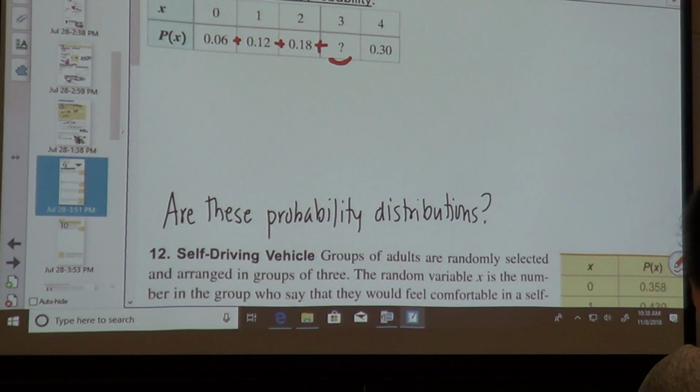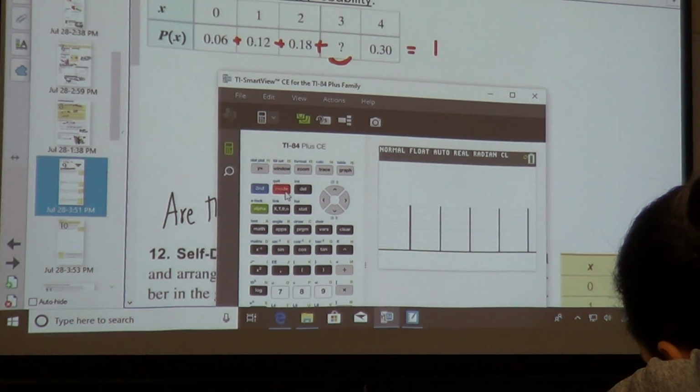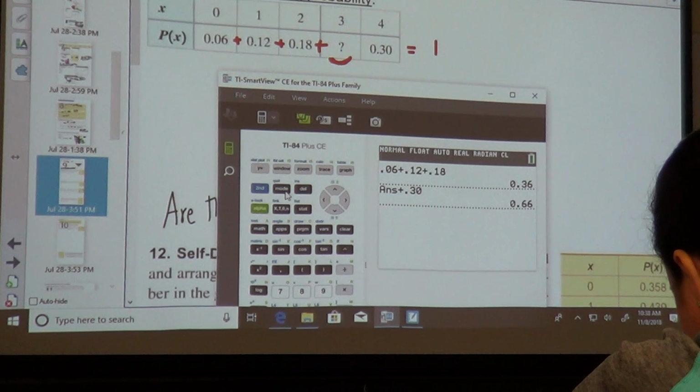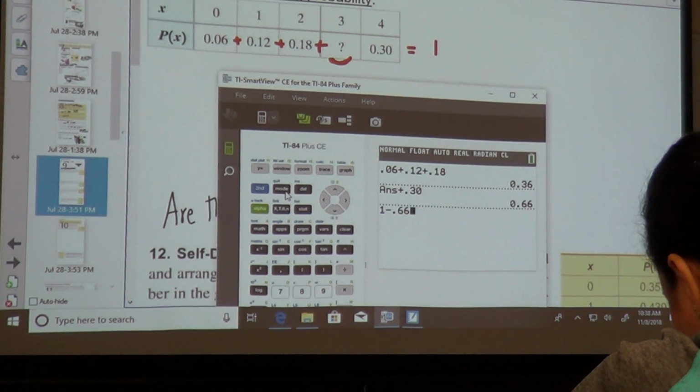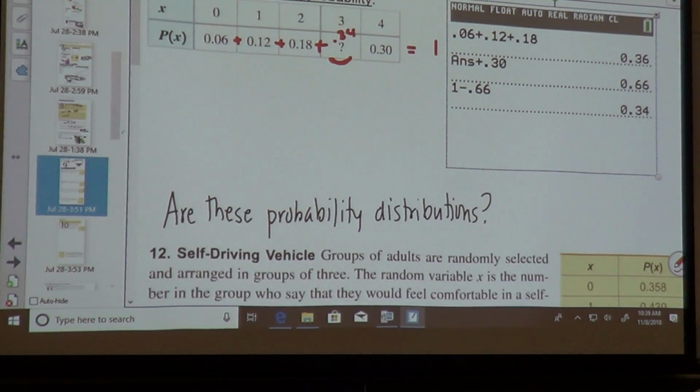They have to add up to 1. So to get my answer, I would add them all up: 0.06, 0.12, 0.18, and 0.30. Then what would I do? 1 minus 0.66. So my missing probability is going to be 0.34, because in order to be a probability distribution, they have to all add up to 1. Cool? Add them all up and take it away from 1, because all of those little cents have to add up to $1.